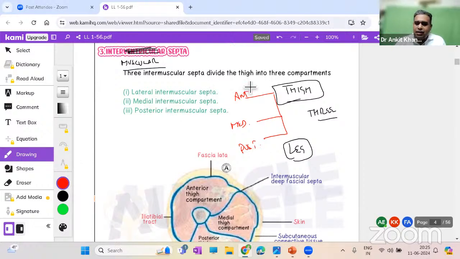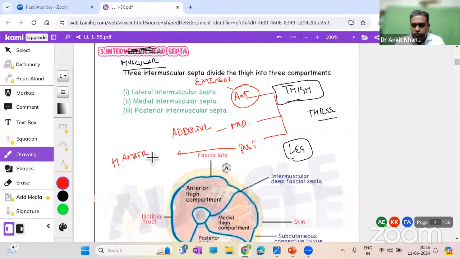The anterior compartment is present anteriorly, and it is also known as the extensor compartment. Extensor, it will extend the knee. The medial compartment will adduct the limb, so it is known as the adductor compartment. It's going to bring the lower limb together, close to the midline. And the posterior compartment muscles are famously known as the hamstring muscles, which you see a lot if you watch soccer or leagues. You'll see a lot of football players having hamstring injuries. Even in cricket, you see a lot of hamstring injuries for the athletes. So these are the posterior compartment muscles, the hamstrings.